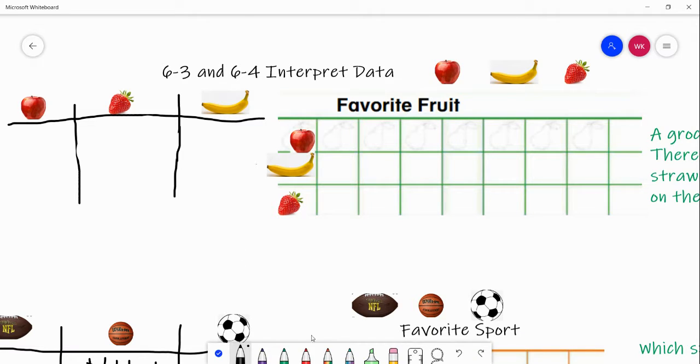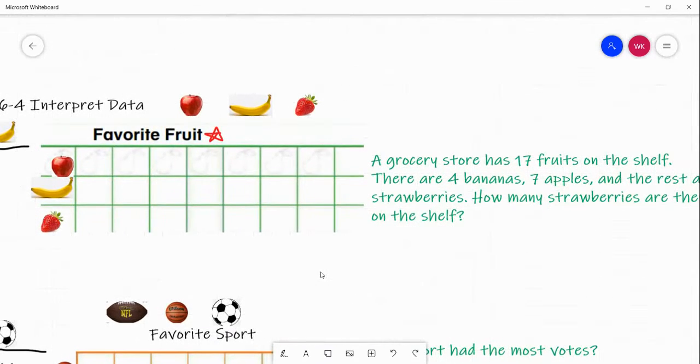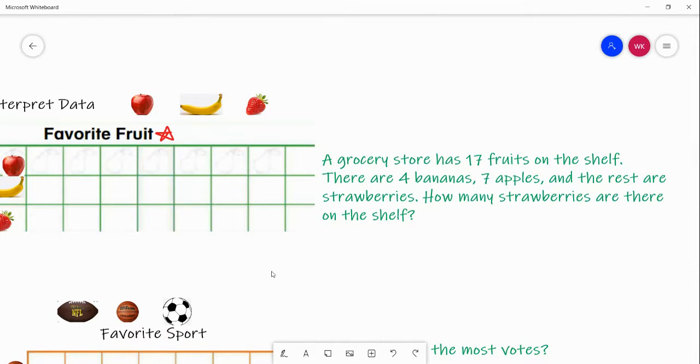Remember, this tally chart is where we put all of the tally marks for the data that we collected. So I want you to put this tally chart on your paper, and I also want you to create this picture graph. Go ahead and pause the video and draw this out so that you can do this one with me. All right, my problem says, a grocery store has 17 fruits on the shelf. There are 4 bananas, 7 apples, and the rest are strawberries. How many strawberries are there on the shelf?